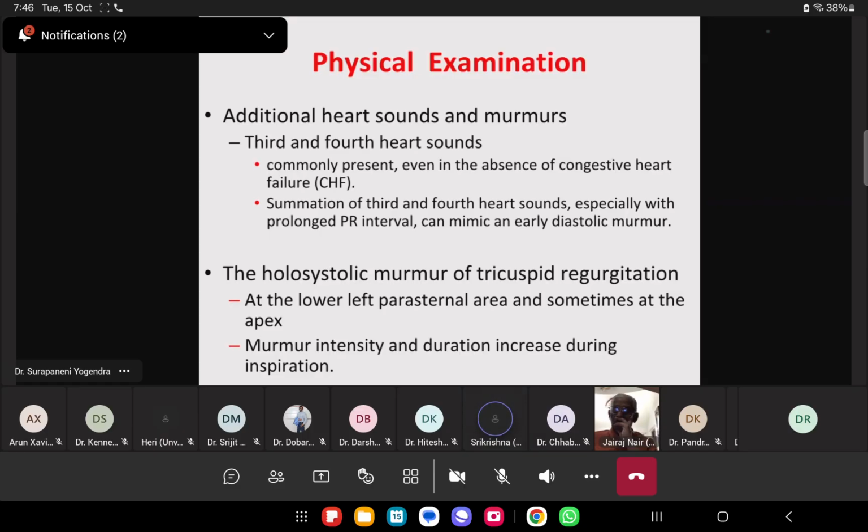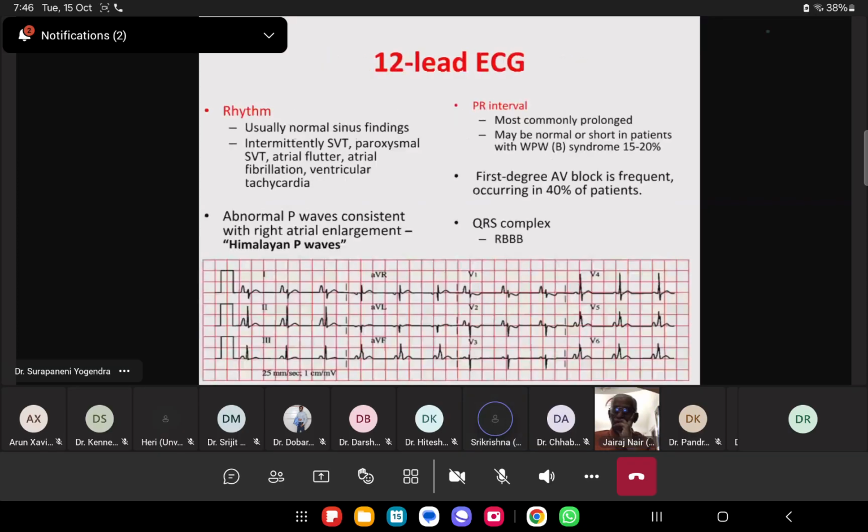ECG: rhythm is usually sinus rhythm, with findings of intermittent SVT, paroxysmal SVT, atrial flutter, atrial fibrillation, or abnormal P waves consistent with right atrial enlargement, called Himalayan P waves. PR interval is most commonly prolonged, but may be normal or short in patients with WPW syndrome. First degree AV block is frequent, occurring in up to 40% of patients. QRS complex may show right bundle branch block.